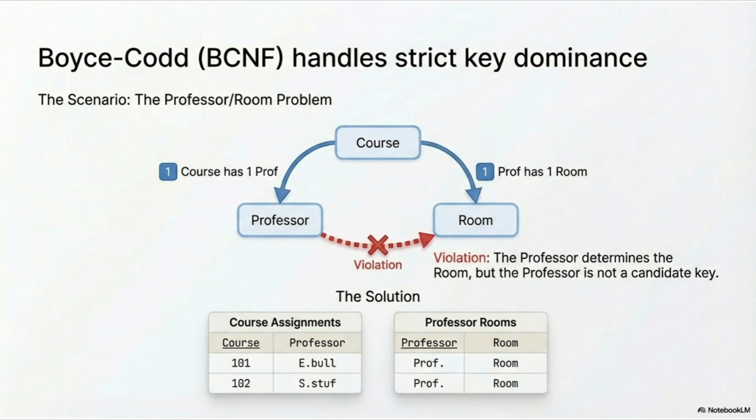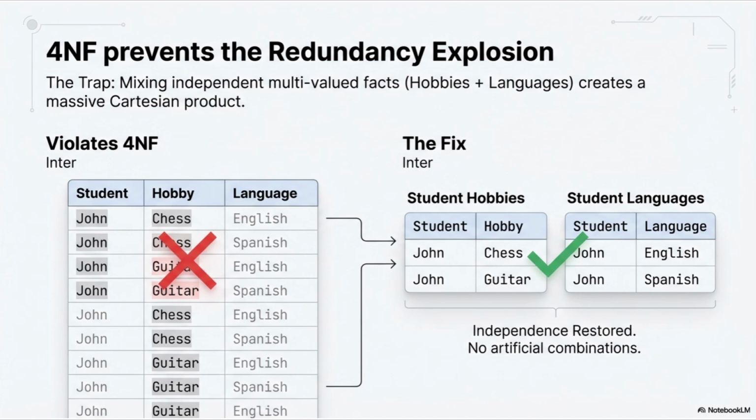Exactly. Now, if you've survived BCNF, there is one more major boss fight: 4th normal form, or 4NF. This one's actually my favorite because the result of ignoring it is so visually chaotic. This is the explosion. The redundancy explosion. 4NF deals with multi-valued dependencies. Which is really just a fancy way of saying unrelated lists of stuff. Precisely. Let's go back to our student, John. Let's say we want to track his hobbies and the languages he speaks.